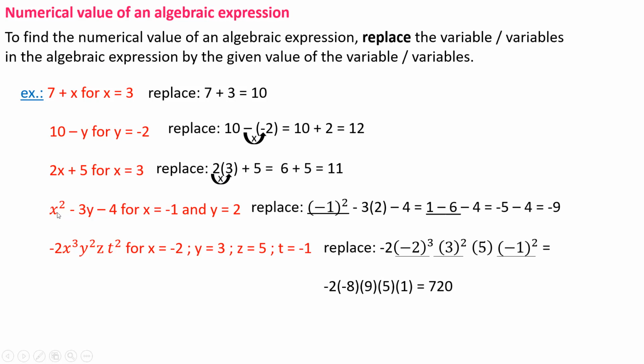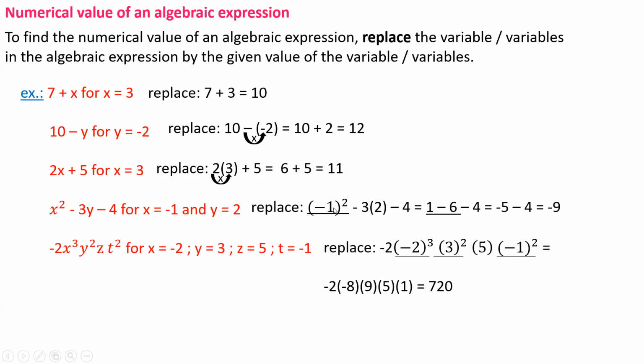An algebraic expression x squared minus 3y minus 4. So here we have two variables. So we will be given a value for x, which is minus 1, and a value for y, which is 2. Also here x has an exponent. Also we replace x between parentheses. So negative 1, all of it squared, minus 3, we replace y between parentheses, which is 2, because it's multiplied by negative 3 minus 4.